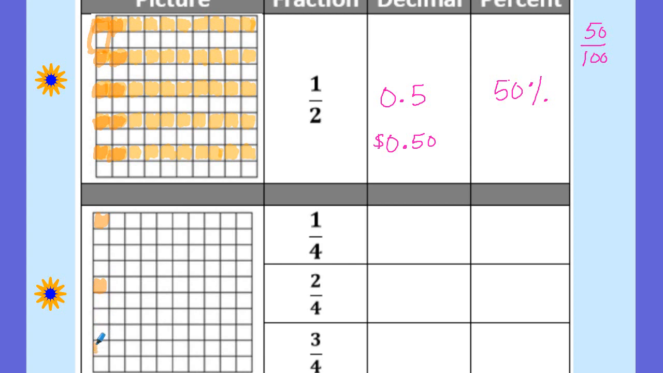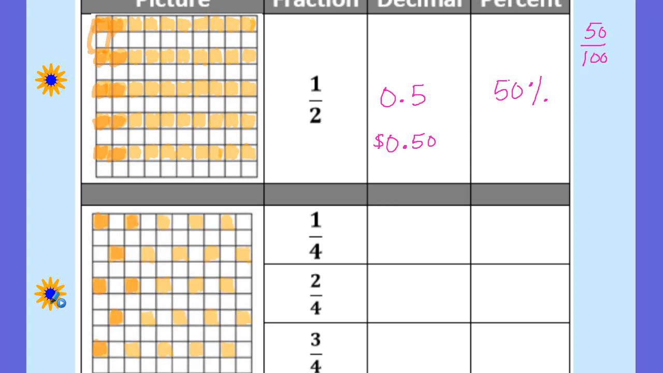Start a new group. Shade square 1, leave squares 2, 3, 4 blank. I'll continue this pattern, shading 1 out of every 4 squares. I'm going to continue and shade my whole model 1 out of every 4, and this is going to be my completed model. This model is now showing 1/4 of the squares being shaded.